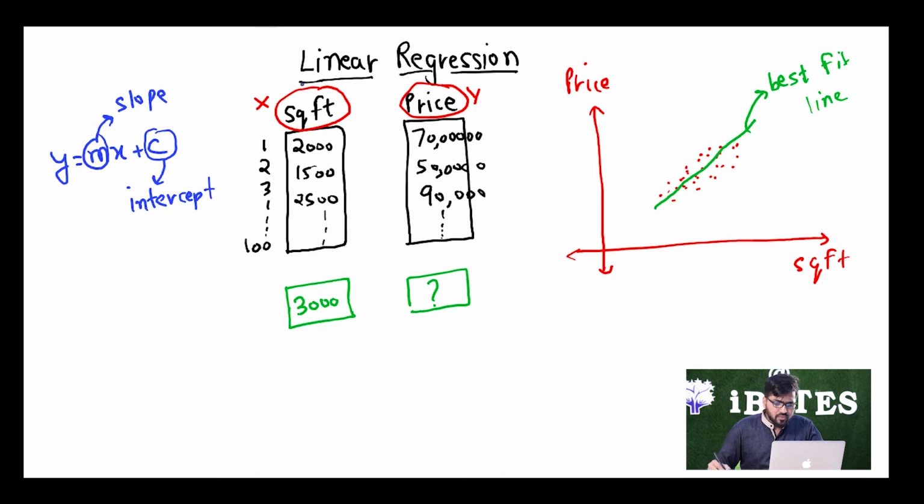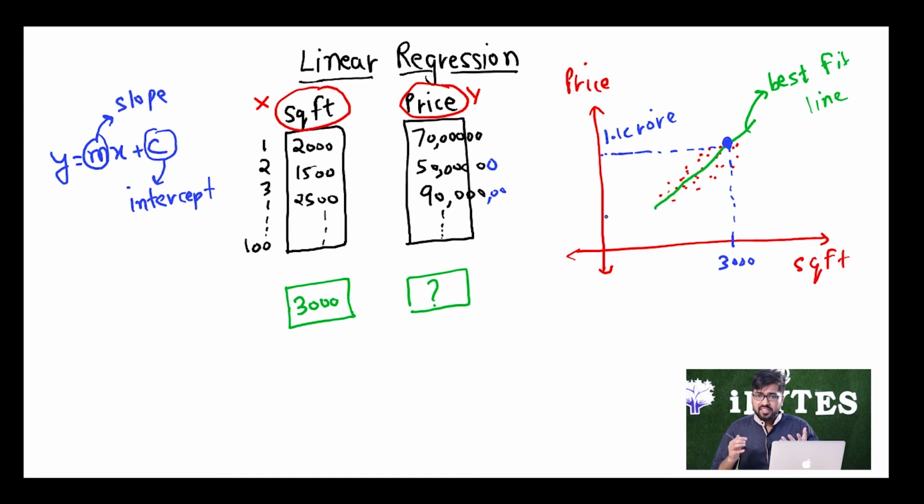Now what I am going to say is, okay, you have a 3000 square feet house. According to me, your house should be sold at, let's say, 1.1 crores. So your house is going to be sold at 1.1 crores. It was 90 lakh over here at 2500, not 90,000. Similarly over here 50 lakhs. So your house should be sold at 1.1 crore if you have 3000 square feet area. This is how the calculations are going to be made, simply on the basis of our best fit line.